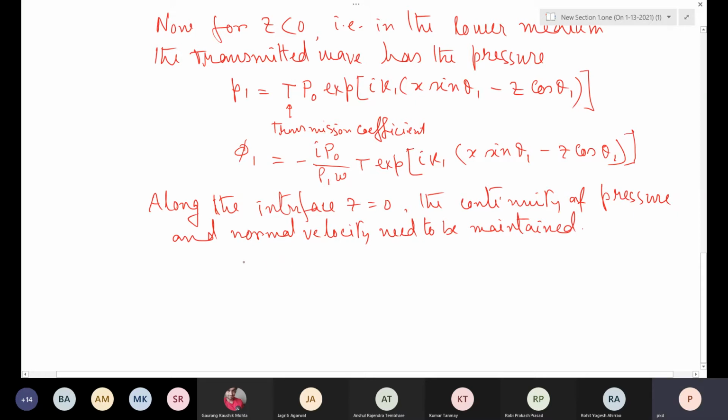So P equal to P1 at Z equal to 0, and omega equal to omega 1 at Z equal to 0.